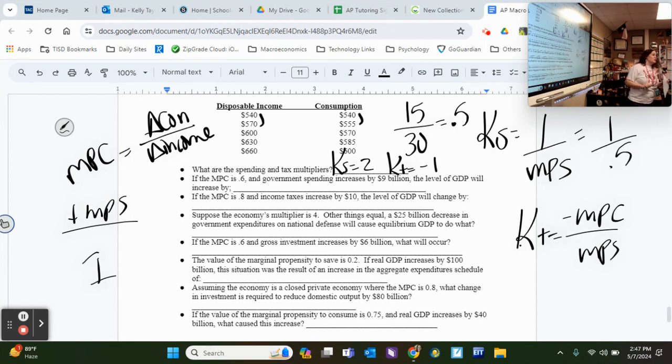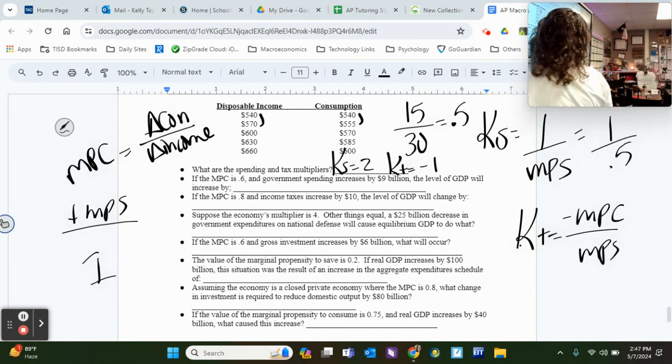All right, do the next 2 bullet points, and once you've got an answer for those 2, share your answers with a friend. Notice how MPC is different here. We're not using the information from the front. We're using different MPCs.